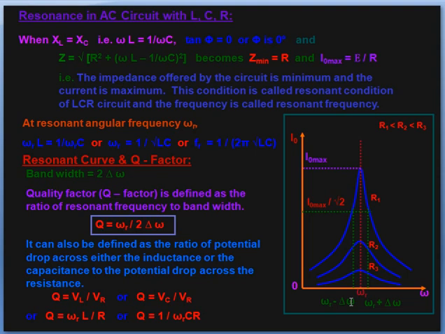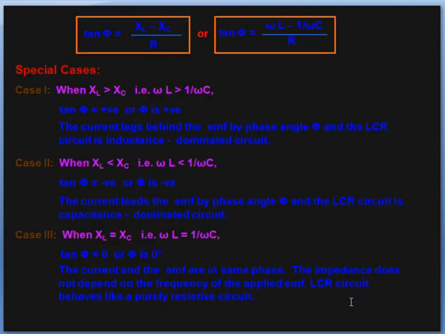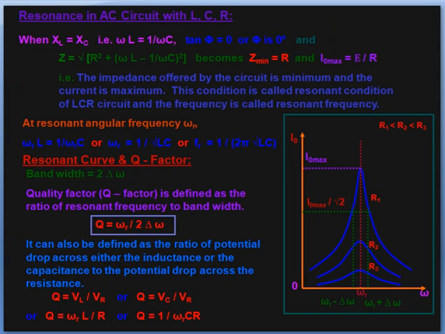Now see resonance in AC circuit with LCR, when XL is equal to XC. Children, that is a very important case, case number 3. With the help of this case you can understand the condition of resonance. In resonance in AC circuit with LCR, when XL is equal to XC, omega L is equal to 1 upon omega C. So from here you will get Z equal to root of R square plus 0. So finally we will get Z equal to root of R square, that is R, capital R.